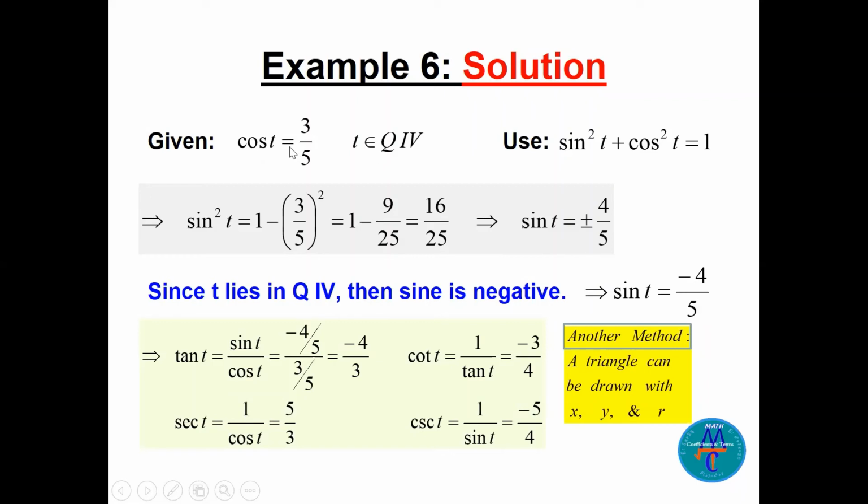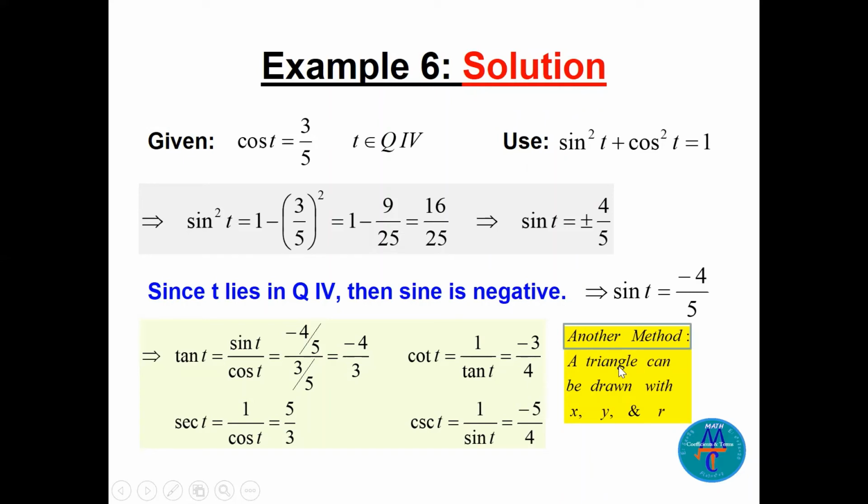See, I have the cosine of t. I found sine of t. Then you can find the other 4. So you have to use the formulas. Tan of t is equal to sine of t over cosine of t. Put the numbers, and you get minus 4 over 3. Cotan of t will be the reciprocal, minus 3 over 4. Secant is the reciprocal of the cosine, 5 over 3. And cosecant is the reciprocal of sine.